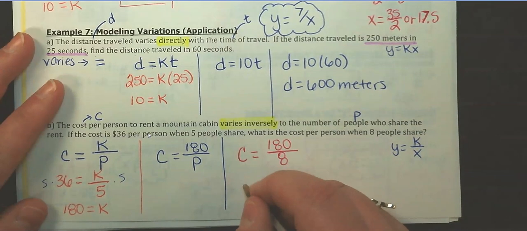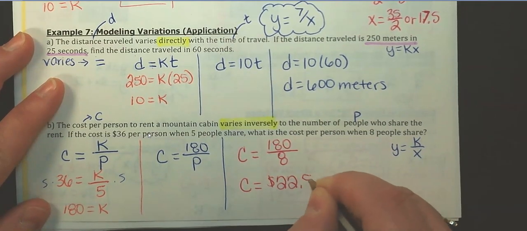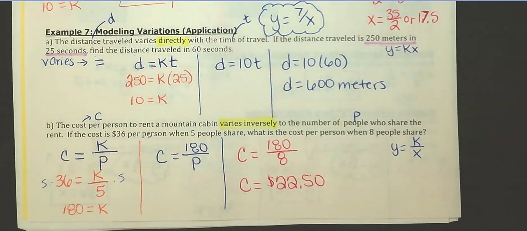And then just grab your calculator. This should be $22.50 if you take 180 and divide it by 8. So the more people that go, the lower your cost is going to be. Does anybody have any question?